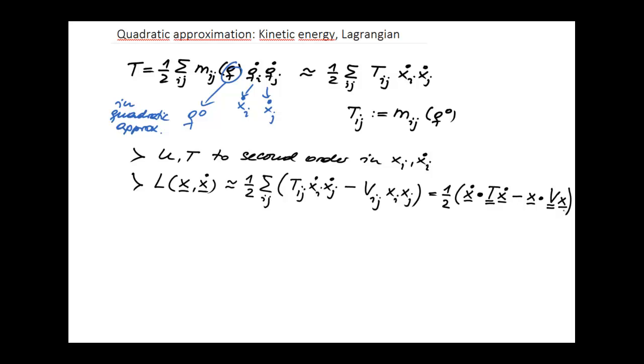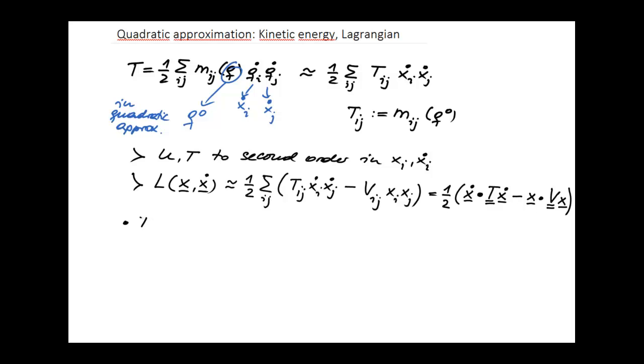So T and V are now the matrices whose coefficients are given above and whose coefficients are constant. They are evaluated at the equilibrium configuration and they don't depend on the x's or the x dots. What can we say sort of generally about these matrices T and V?